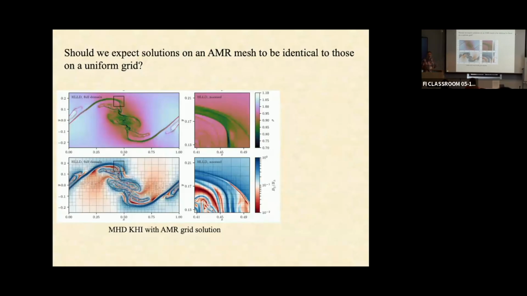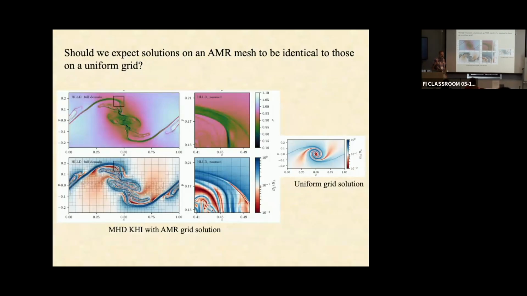You can ask, well, is this converged? Is this the same? Well, so Chris then tried running the same calculation at the highest resolution in this AMR calculation, just to see what it looked like. And it looked like that.